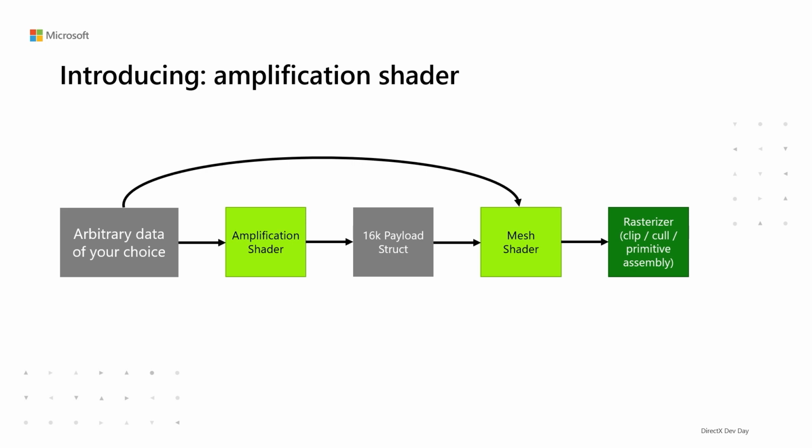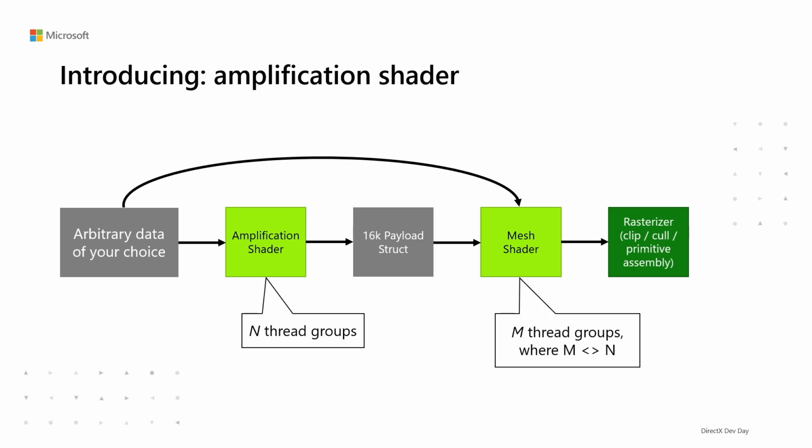Does some math, whatever math you want to do, compute some things. And then it basically makes two decisions. It generates a payload structure, which can be up to 16 kilobytes of whatever data you want. And it decides how many Mesh Shader thread groups does it need. And then it launches them. So the key here is that the Amplification Shader has some number of thread groups. The Mesh Shader has some different number of thread groups, which could be less than the Amplification Shader or much, much more. It's up to you.